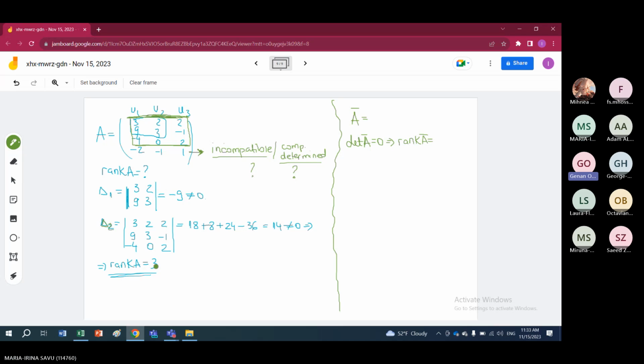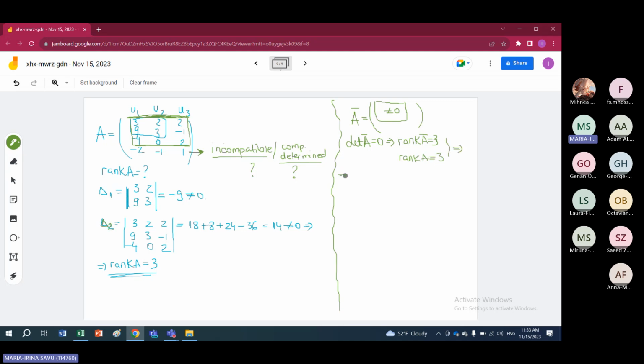The rank of the matrix will be 3, equal to 3, because this matrix contains A. And because it contains A, you already have a minor of order 3 which is not zero. So if this happens, it means that the rank of the extended matrix is 3, but also the rank of A is 3.